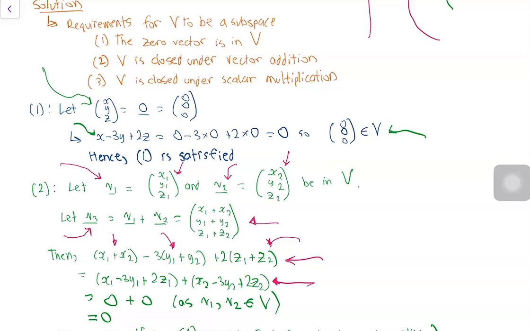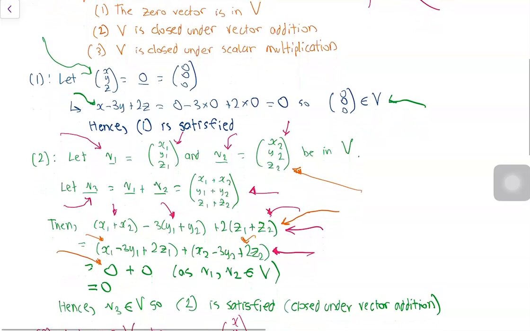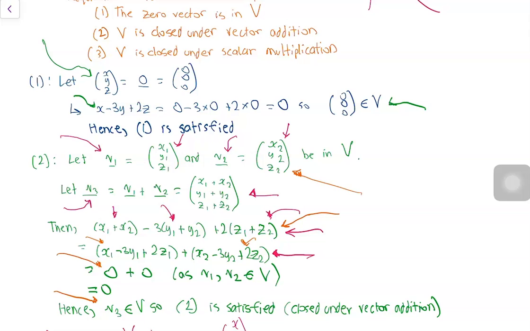And now, since v1 and v2 are inside V, we know these two things must equal 0, because this is the condition for v1 and v2 to be inside V. So we have two zeros here, and 0 plus 0 gives us 0. So this whole expression is equal to 0. And since the whole expression is equal to 0, it follows v3 is inside V as well. So the closure under addition condition is satisfied. So condition 2 is satisfied.